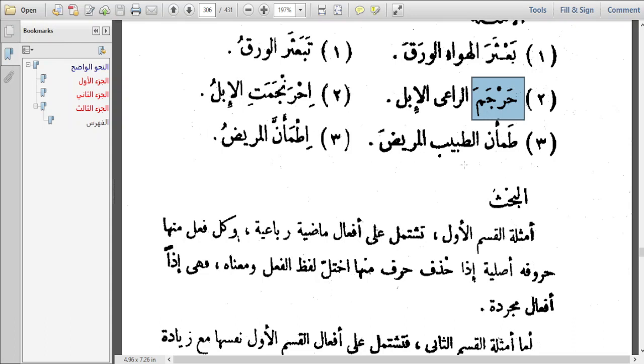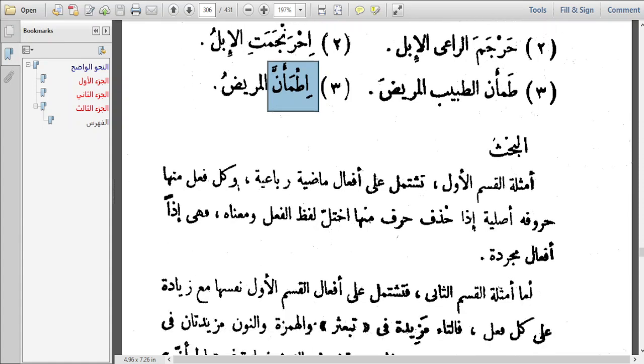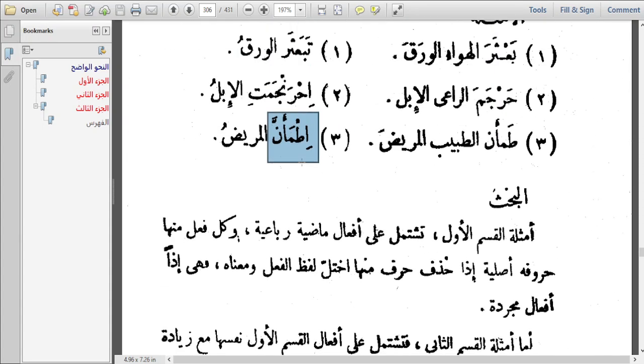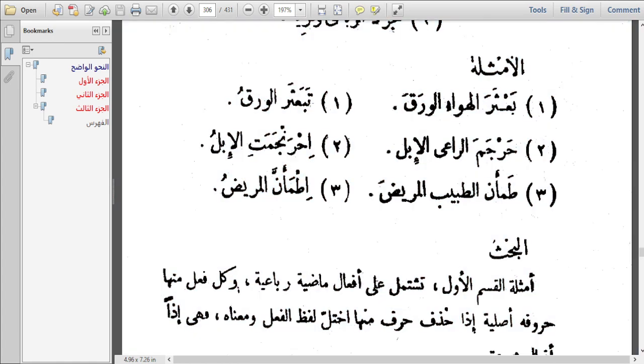Then we have tam'ana tabibu al-marida. Tam'ana means to assure somebody, to comfort somebody. Then you look here and you see itma'anna. Itma'anna means to be comfortable, to be rest assured. So tam'ana tabibu al-marida: the doctor assured the patient. And then itma'anna al-maridu: the patient is rest assured. This is not difficult. The meters of addition that we have for the four radicals are all here.